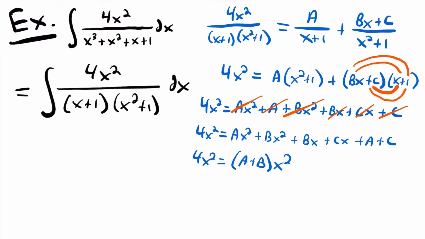And then we'll do the same thing for bx and cx. We will have plus b plus c times x. I just pulled x out of both of those terms. And then our last two terms, we just have plus a plus c. Those are our two constants.